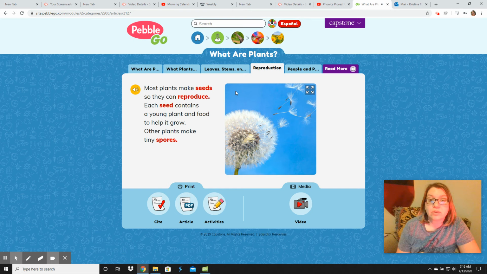Now, reproduction means how do they make more plants? Well, most plants make seeds so they can reproduce. Each seed contains a young tiny plant and food to help it grow. Other plants make tiny spores. So look at this dandelion right here. Do you know that when you blow this, you're actually blowing little seeds everywhere to make more of these things? I know we like to blow these to make a wish, but these are actually little tiny seeds and you're blowing them around, and that's how the seeds travel. They blow on the wind and then land in some more grass, and then they can grow and make new plants.